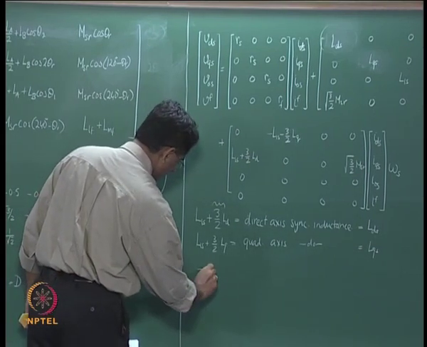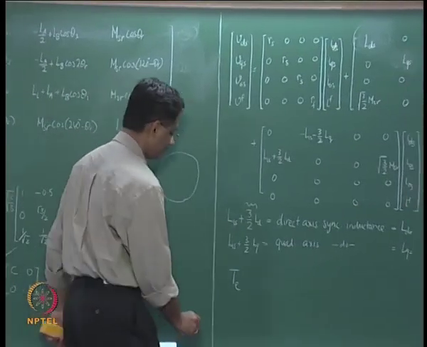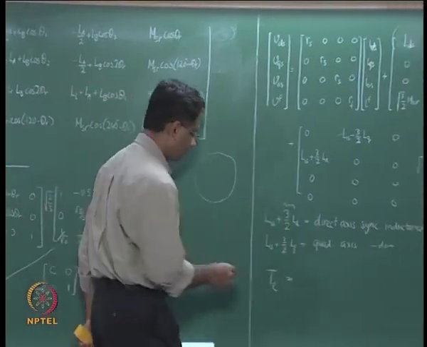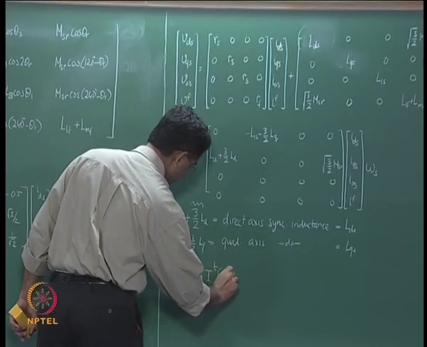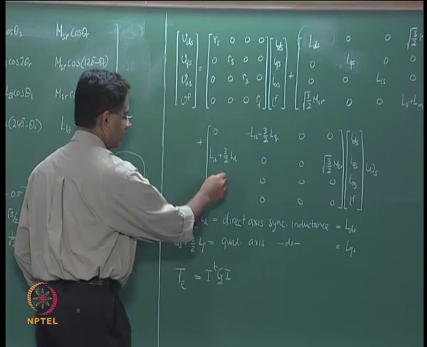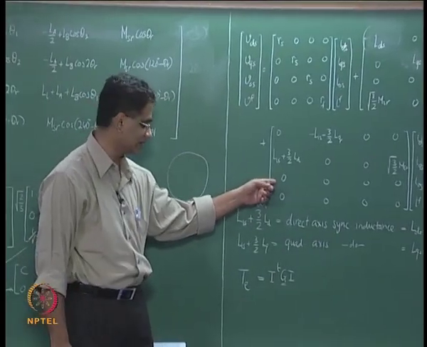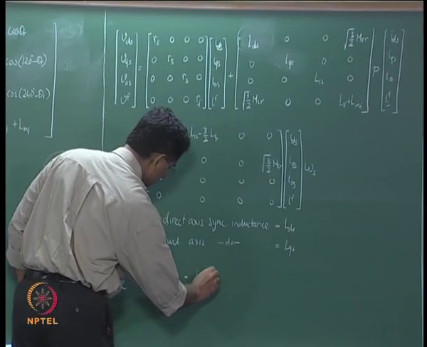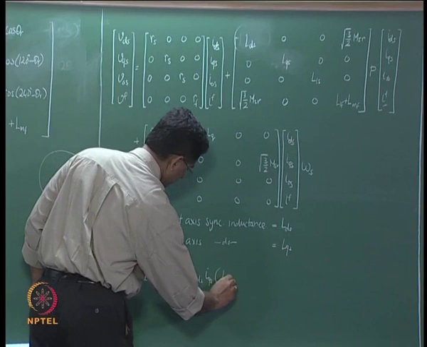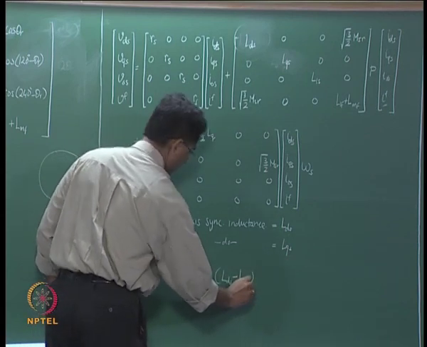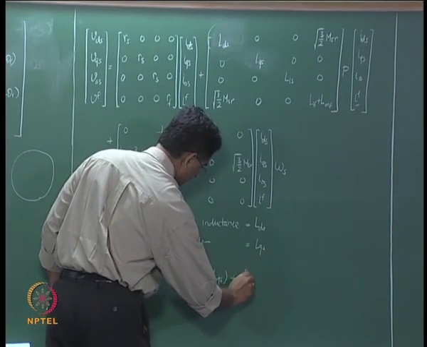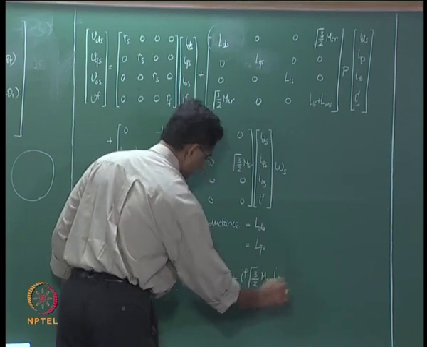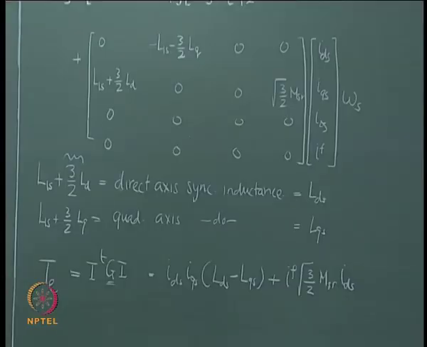Now if you look at the expression for the generated electromagnetic torque Te, we know from our earlier study of induction machines that Te can be written as i transpose G i, where G is the speed matrix described here. If you now do i transpose G i, what you get is Ids into Iqs multiplied by Lds minus Lqs, plus If into root 3 by 2 Msr into Iqs. So this is the expression for the generated torque.